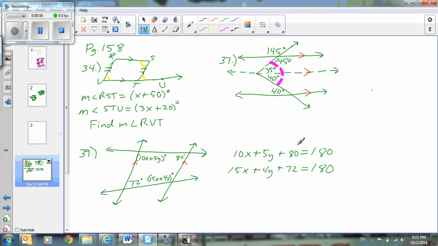Rewrite both of these equations, just simplify a little bit. Subtract 80 from both sides of the first equation, and then subtract 72 from both sides of the second equation, and you'll have a system of linear equations that you can solve using any method, substitution or elimination.